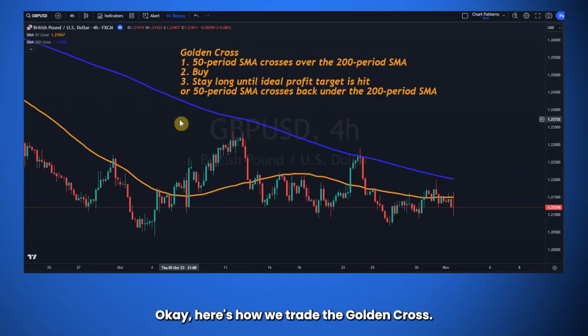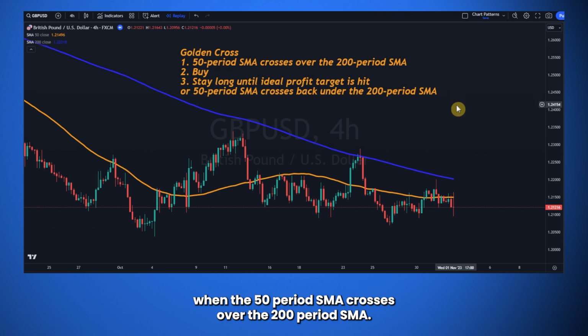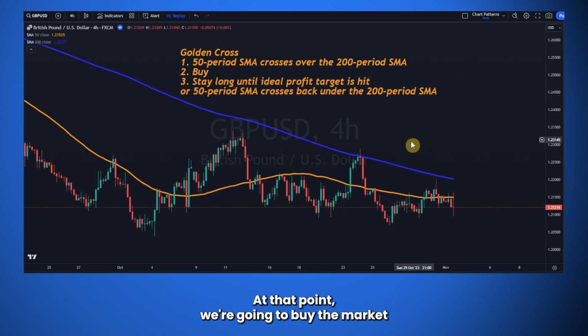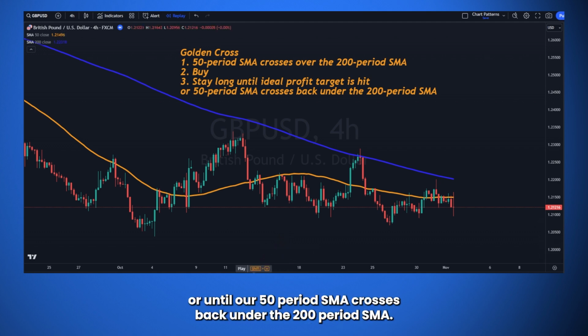Okay, here's how we trade the golden cross. The golden cross occurs when the 50-period SMA crosses over the 200-period SMA. At that point, we're going to buy the market, and we're going to stay long until our ideal profit target is hit or until our 50-period SMA crosses back under the 200-period SMA.